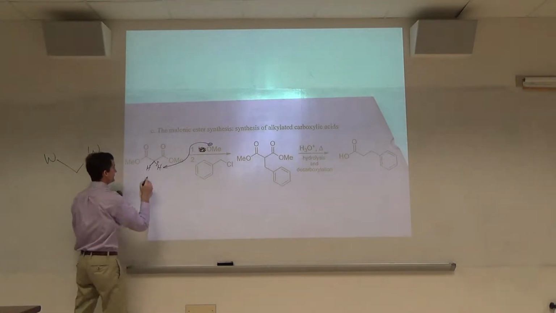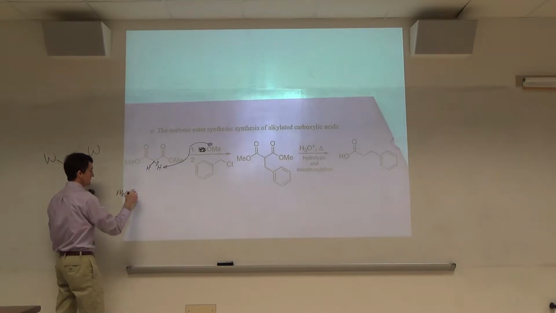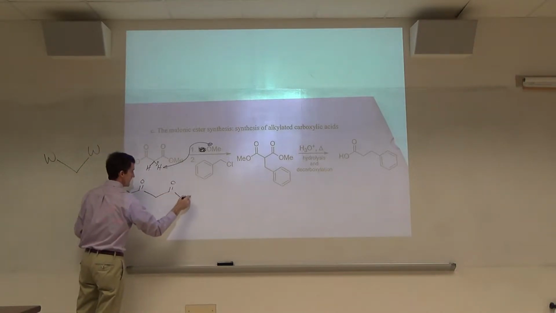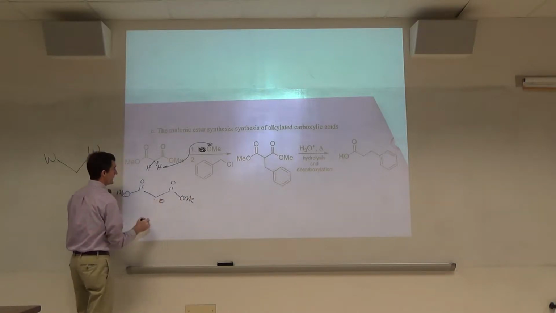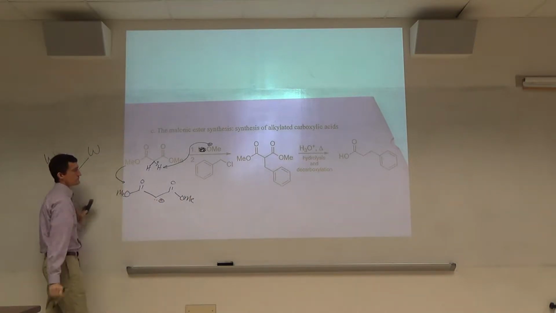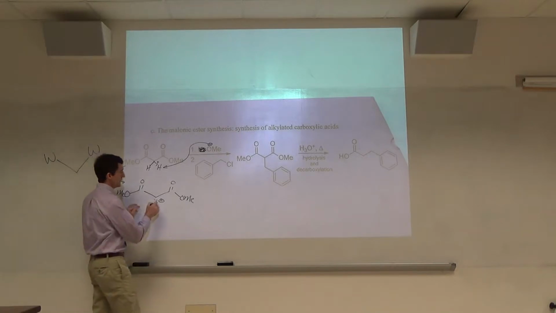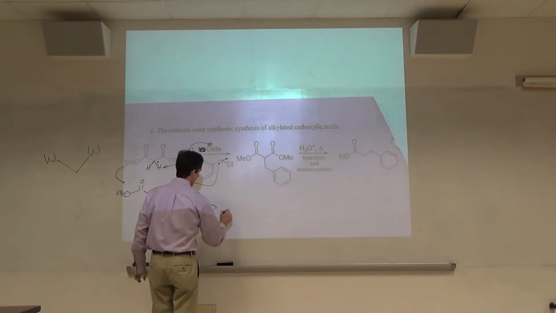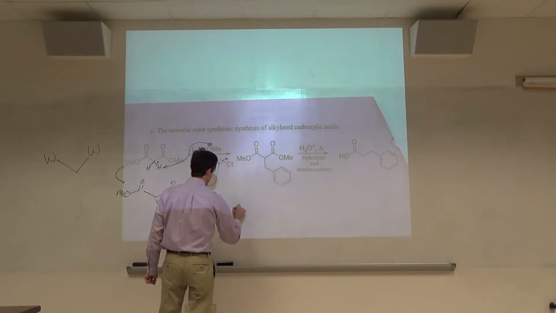So we take the H. Get the carbanion made. And this can come in and displace the chlorine. And we get our alkylated product.